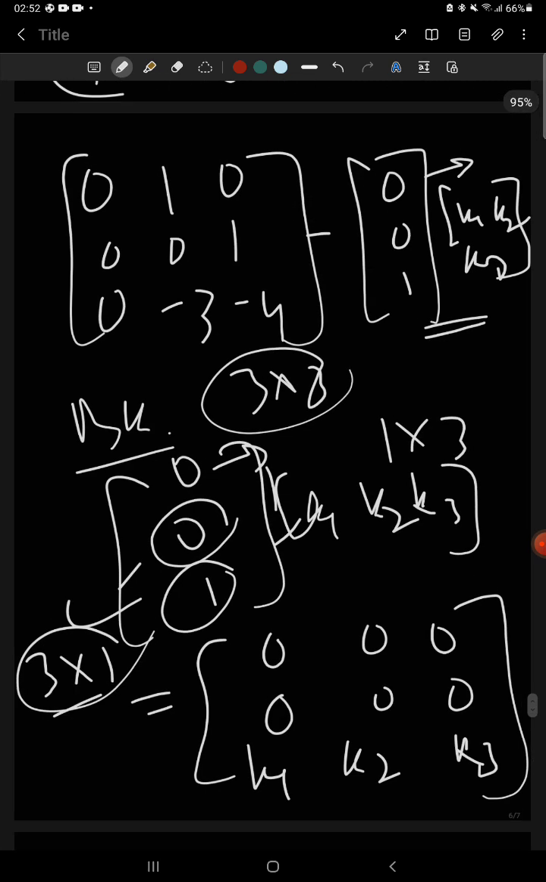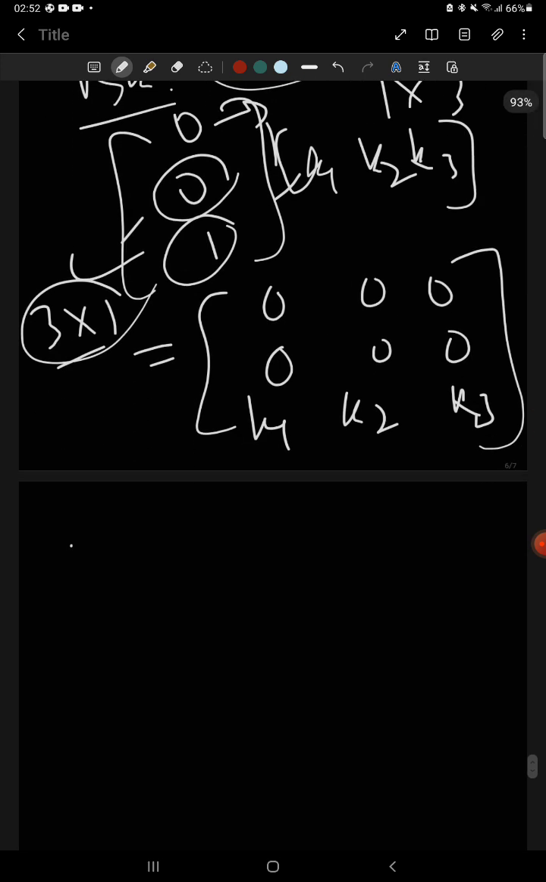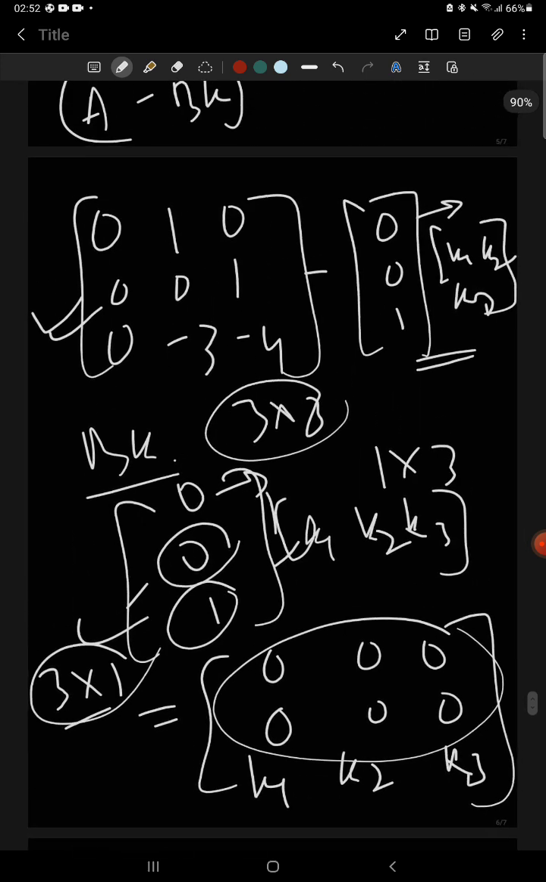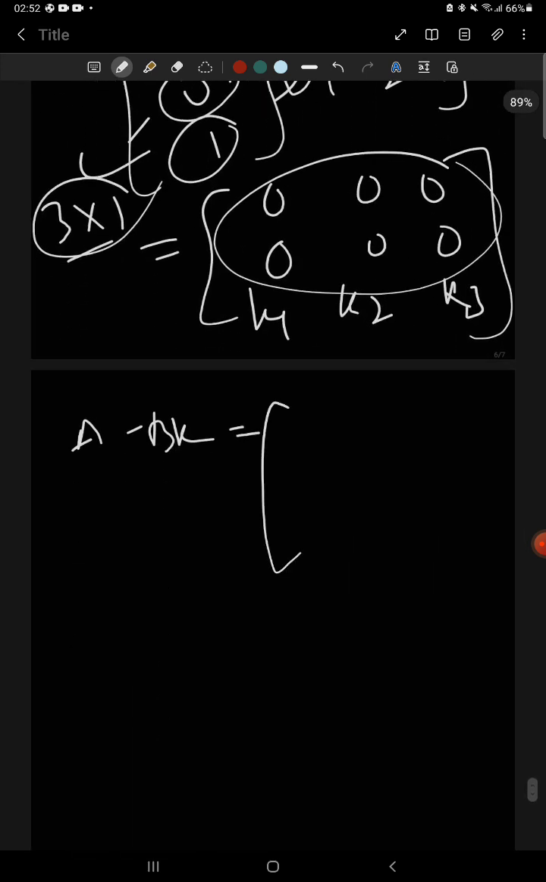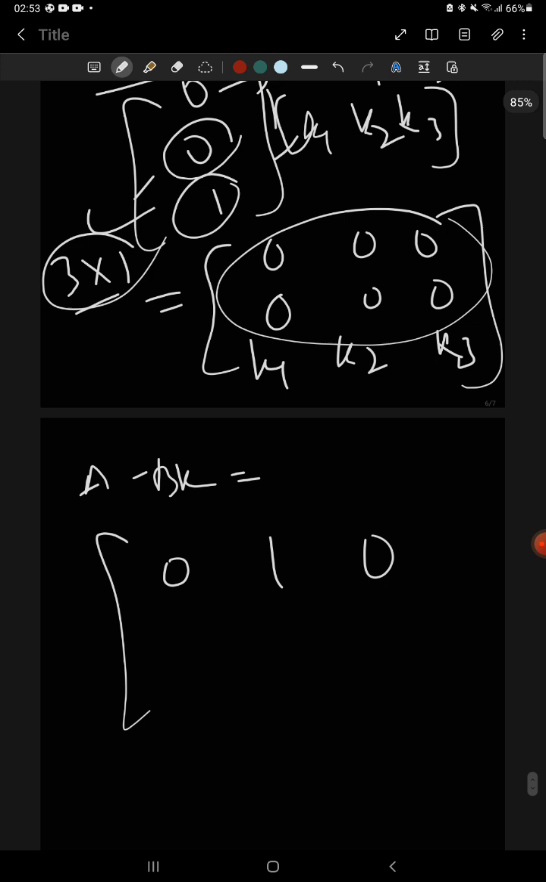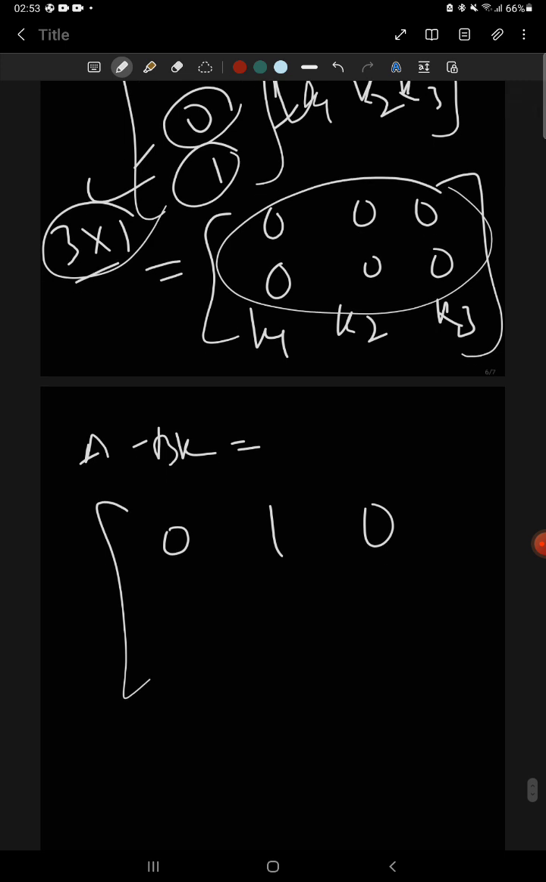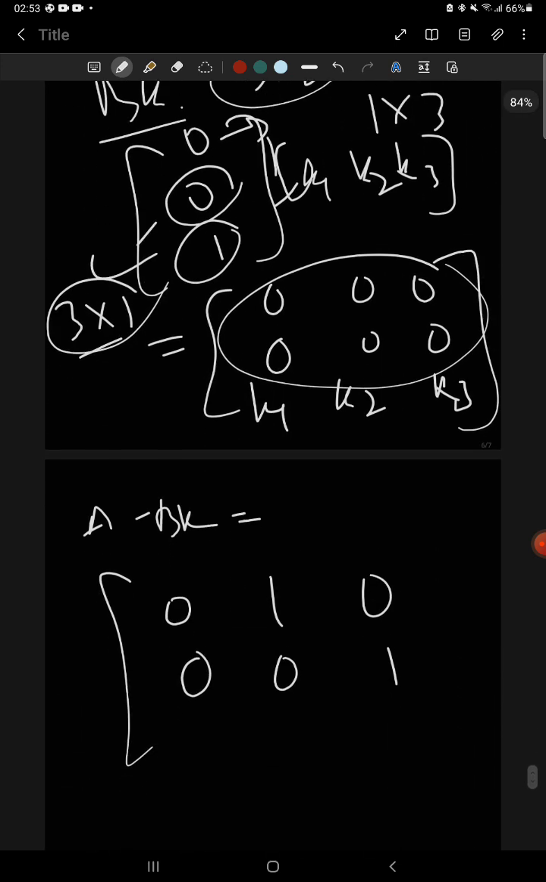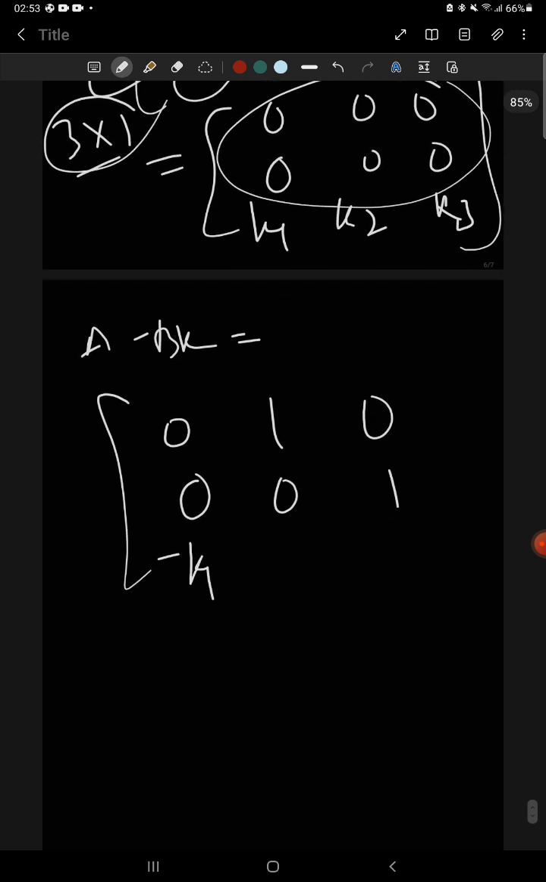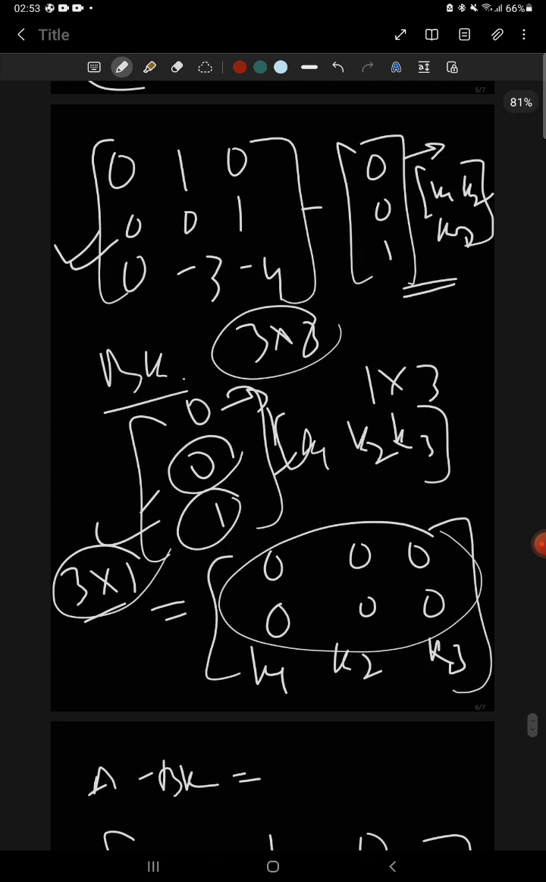What do I need to do? I need to do A minus BK. So how is my A minus BK going to look? So for these 6 terms there's no effect, so let me just copy them directly. There will be 0 1 0 0 0 1. Okay, and then there are a few changes here. So this will become minus K1, this will become minus 3 minus K2, and this will become minus 4 minus K3, right? That is correct, right?